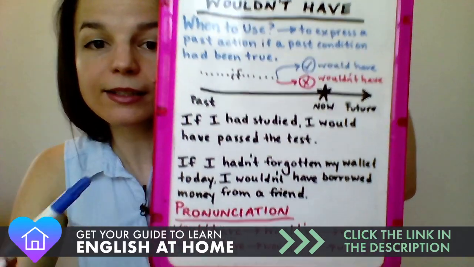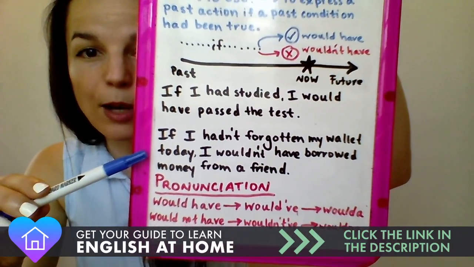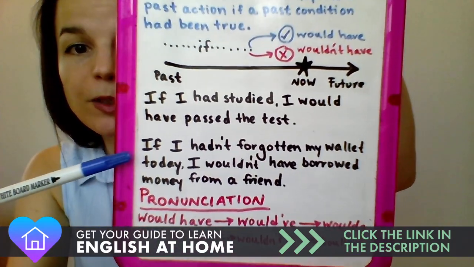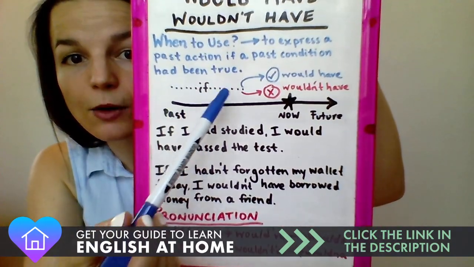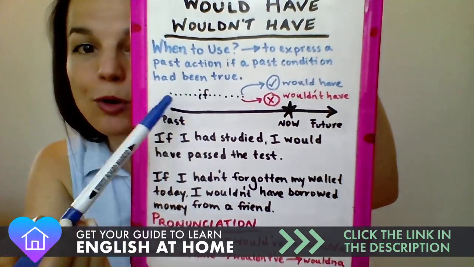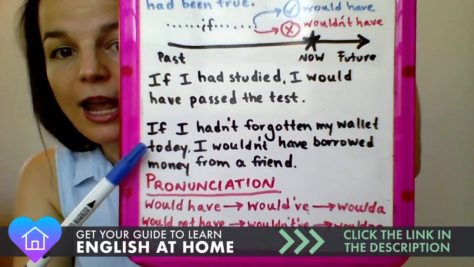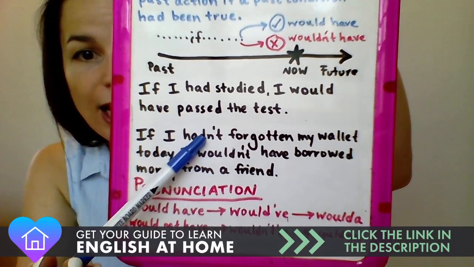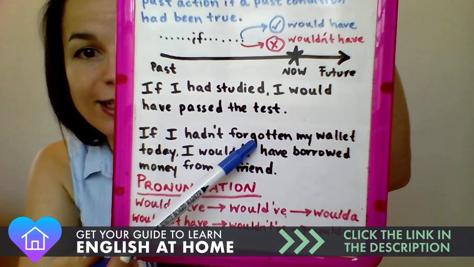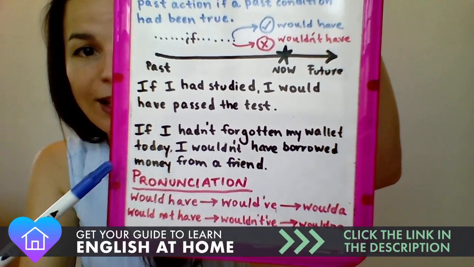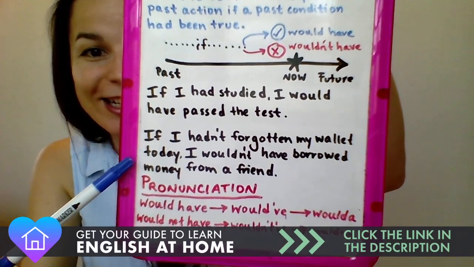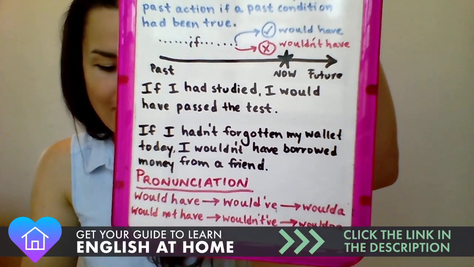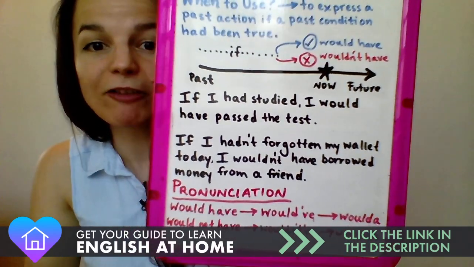Okay, so let's look then at a negative example, something that uses wouldn't have. Okay, so first part, again, an if statement. So again, if. This is something that is not true, but we just want to imagine it. If I hadn't, so hadn't means had not, forgotten my wallet today, I wouldn't have borrowed money from a friend.